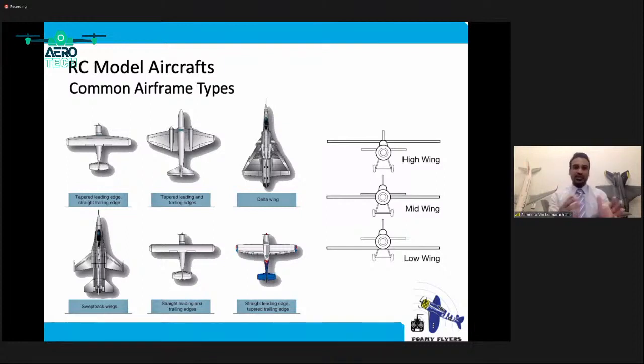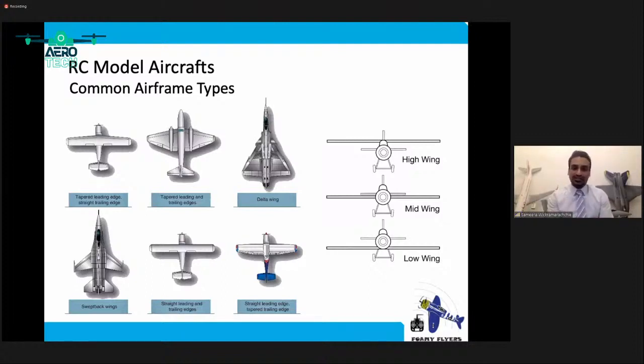And when you're talking about common airframe types, these 6 are not the only types that you can build, but there are others. For example, where the wing is mounted comes into play as well. So you have 3 different criteria where you can have your wing: either high mounted, mid mounted, or low wing. Likewise, you can choose which airframe type you're going to build and how the wing has to be mounted, and depending on your requirement, you can choose how to build your aircraft.